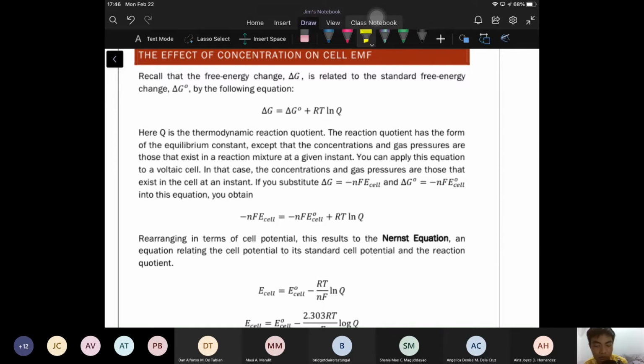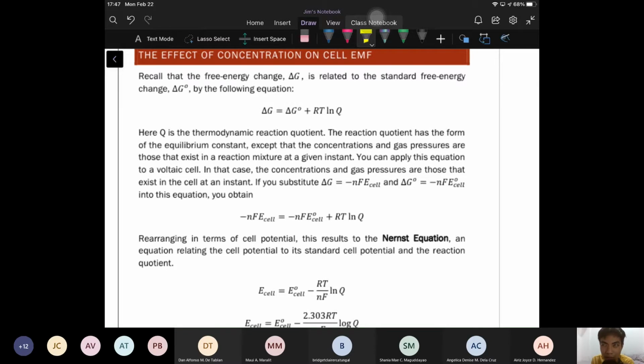Pero meron tayong tinatawag na general equation din, 'di ba? Yung hindi siya standard condition. So yun yung mga walang not sa taas, no? Okay? So ano gagawin natin dun sa dalawang equations na yun, sa may not pati sa walang not? So we can use those two equations in order for us to determine the effect of the concentration of your species, of your ions sa voltage niya.